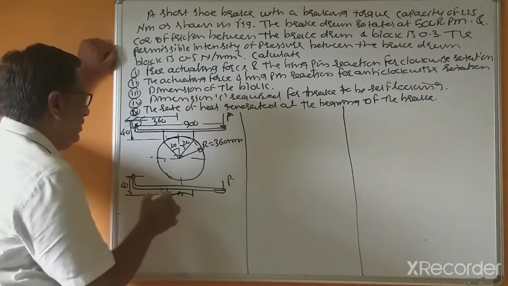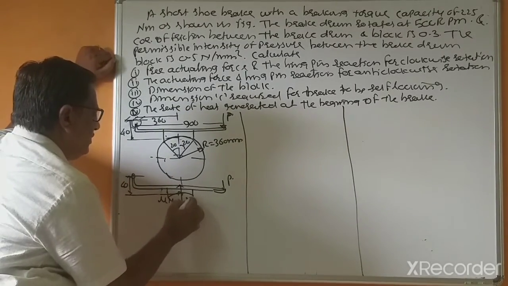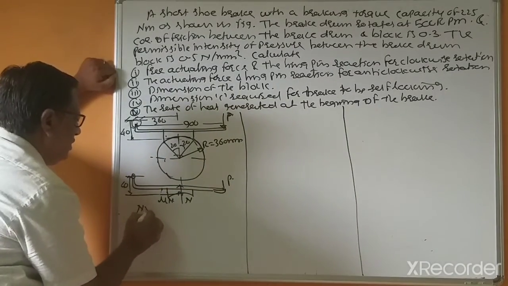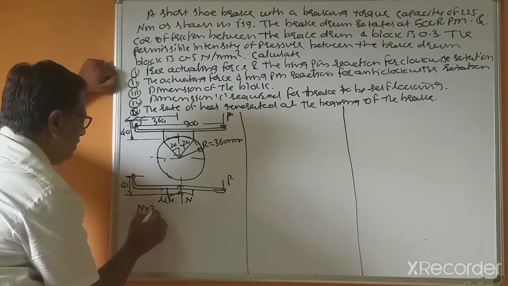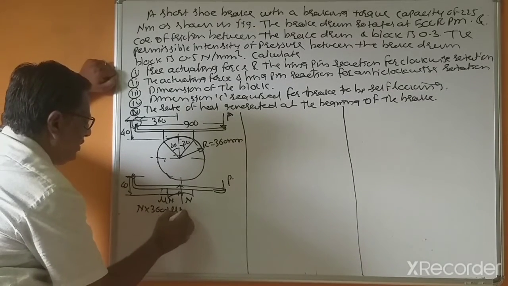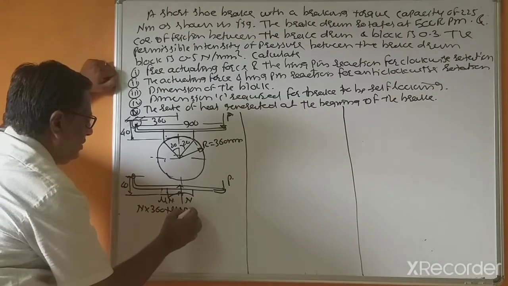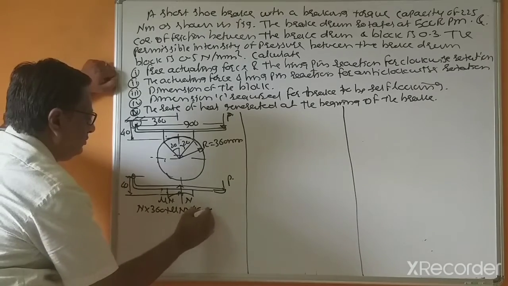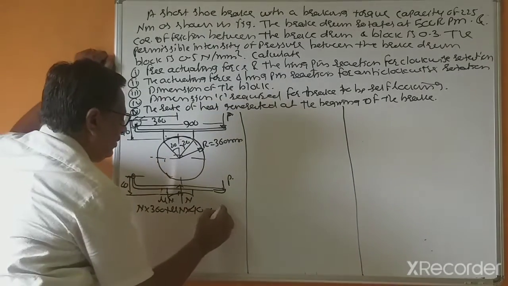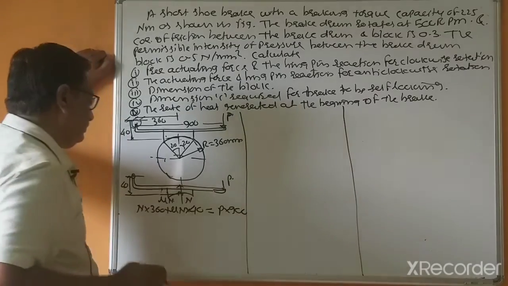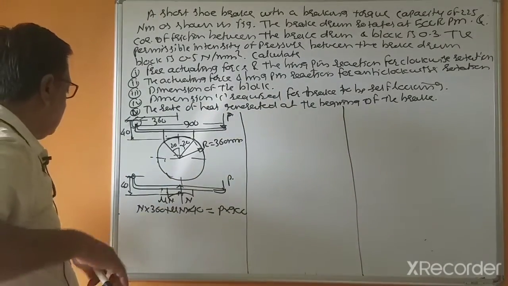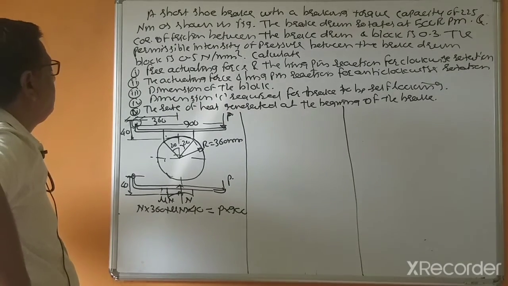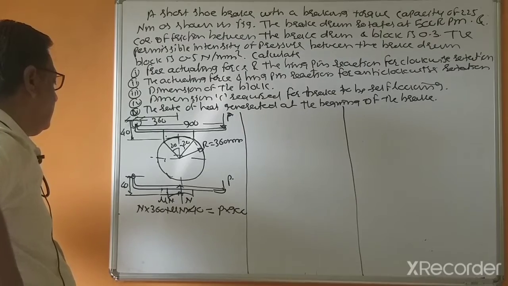Now by taking moments, this is N. N into 360 plus mu N into 40 equal to P into 900. The actuating force here is unknown, so there are two unknowns.